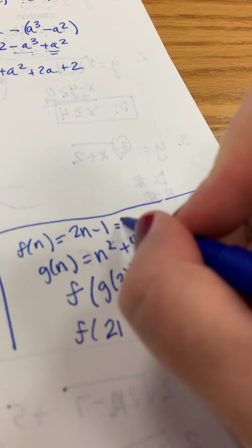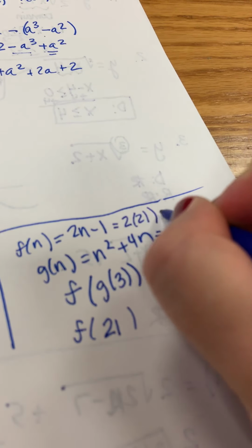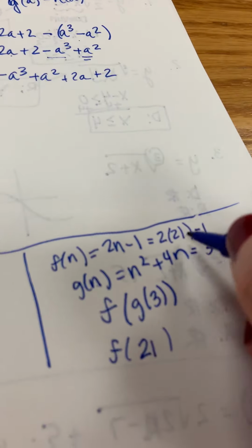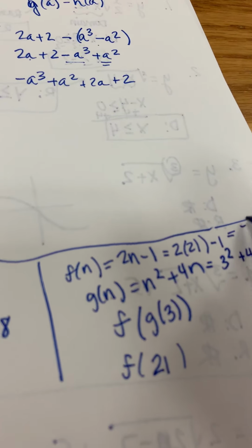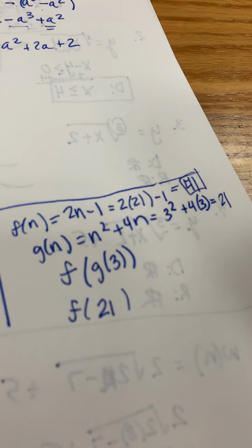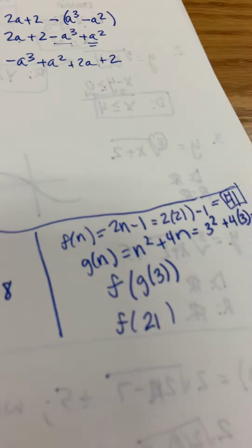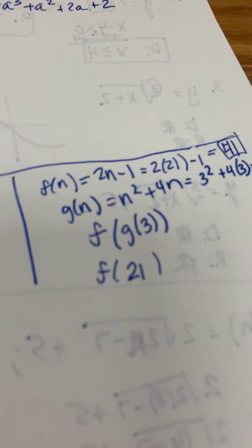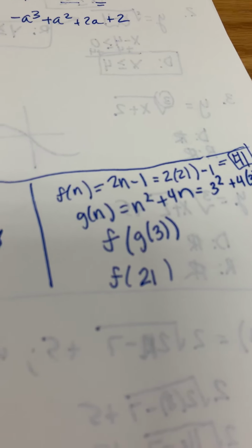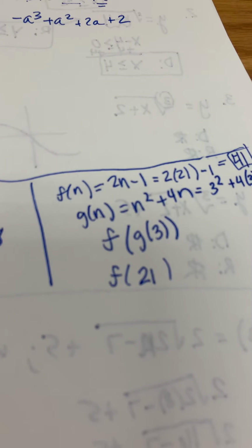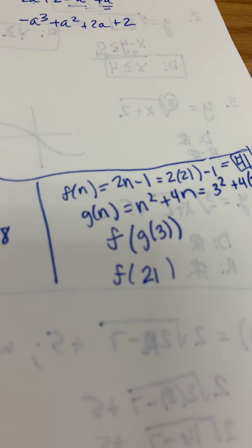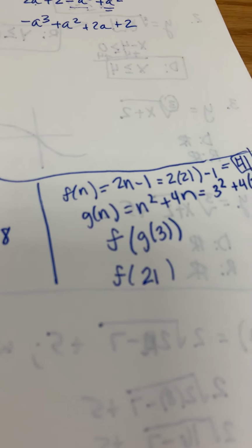So 2 times 21 minus 1. 2 times 21 is 42, and 42 minus 1 is 41. So there you go. The other problems in that section are pretty much exactly the same, so you just have to be careful how you're working your way in and then out.